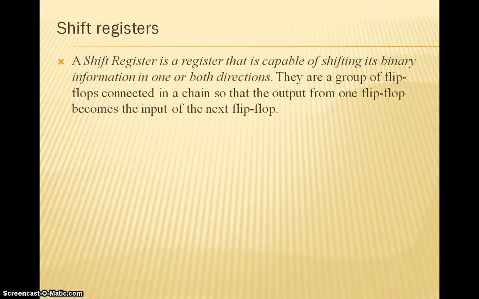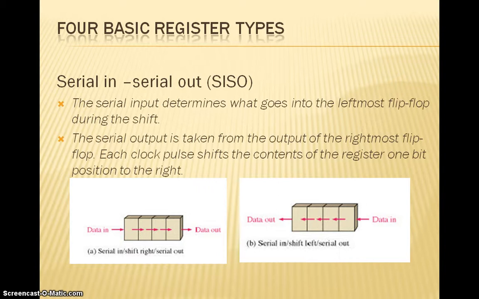Shift register. A shift register is a register that is capable of shifting its binary information in one or both directions, either left or right. They are a group of flip-flops connected in a chain so that the output from one flip-flop becomes the input of the next flip-flop. Basically, there are four types of registers. Let's study one by one each one of them.